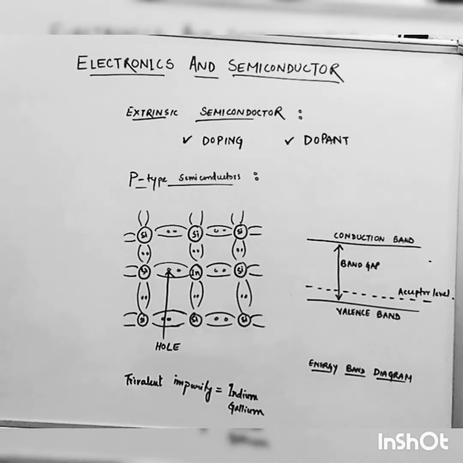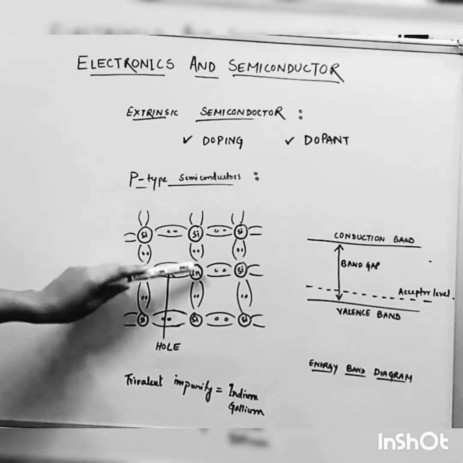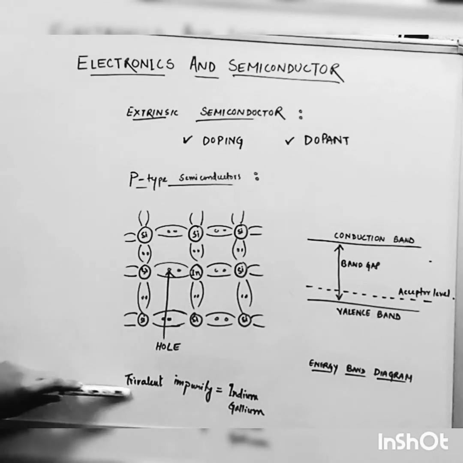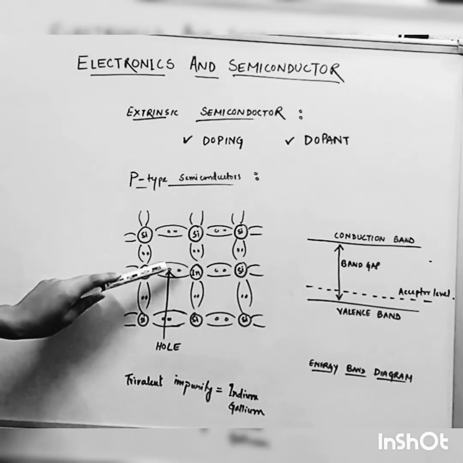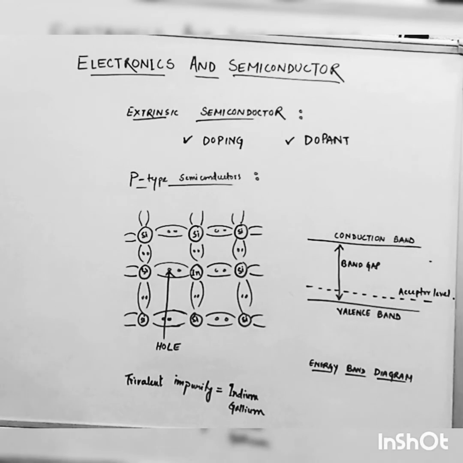So what happens here is that when you add a trivalent impurity, only 3 of the covalent bonds will be filled and there will be a vacancy in the fourth bond. The fourth bond will not be formed because it will constitute a hole. This one is a hole, you can see here. Three bonds are filled, but because it is a trivalent impurity, the fourth electron is missing. So this covalent bond will not be formed and one electron will be missing. The place of the other electron will be taken by a hole.